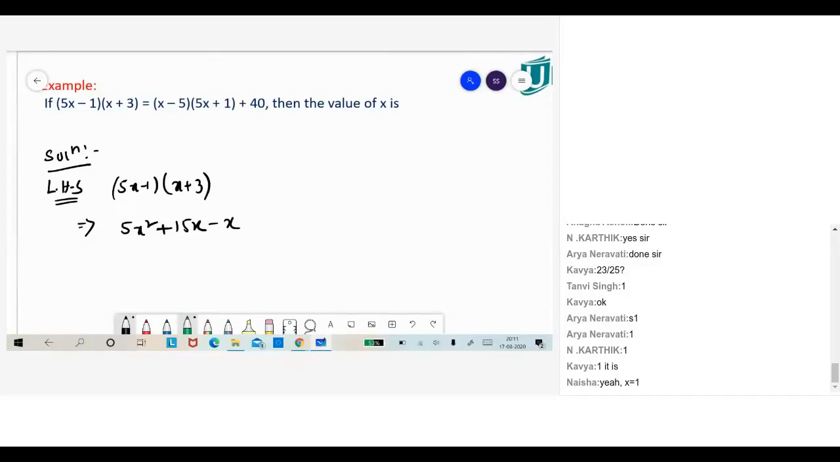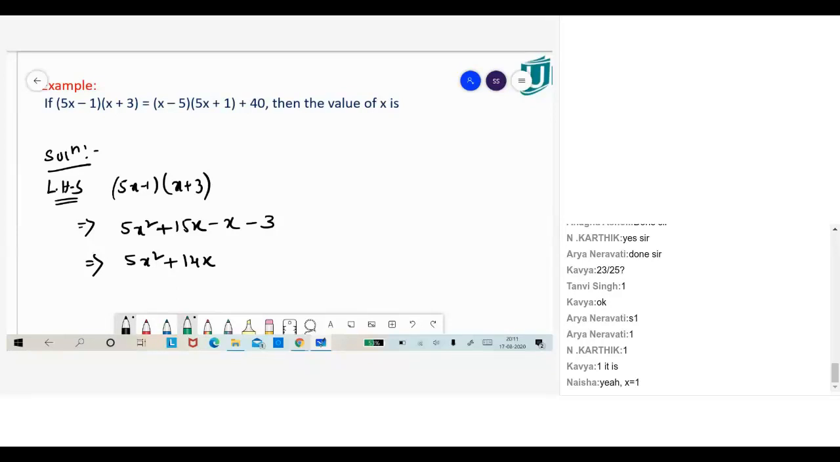Clear? So you have 5x into x is 5x square. 5x into 3 is 15x. Come to the next term, that is minus 1. Minus 1 into x is minus x. Minus 1 into 3 is minus 3. Let's solve this. You have 5x square, 15x minus x is 14x, and minus 3 here. Now this is your LHS.